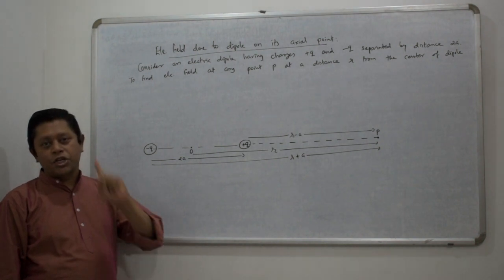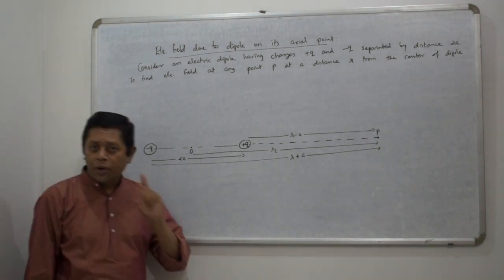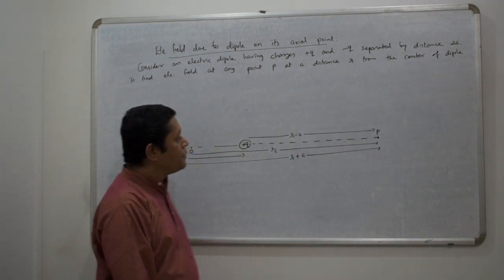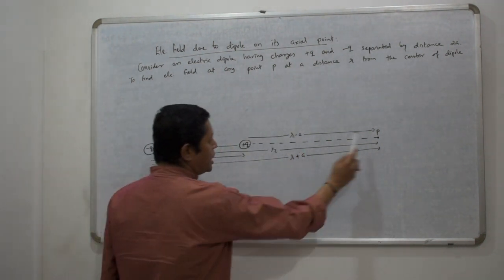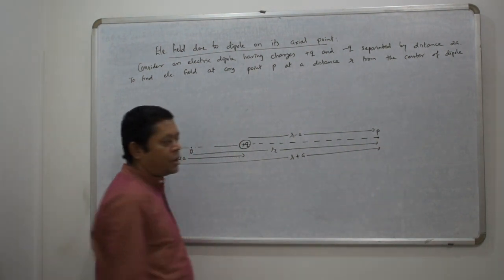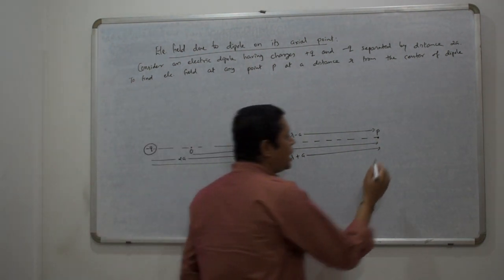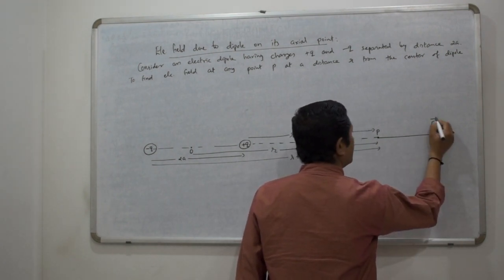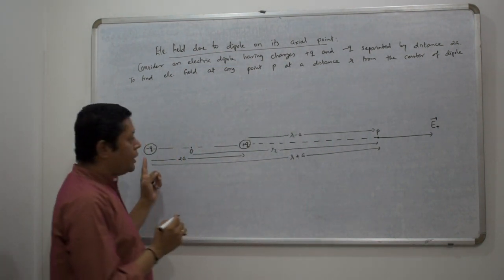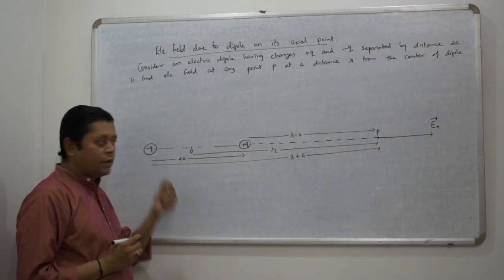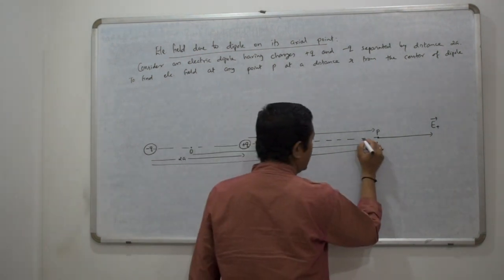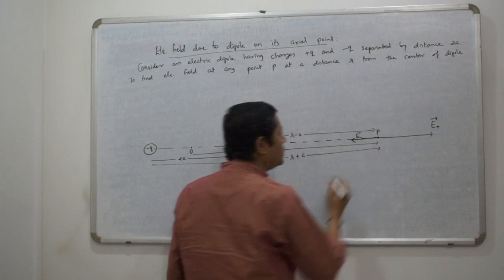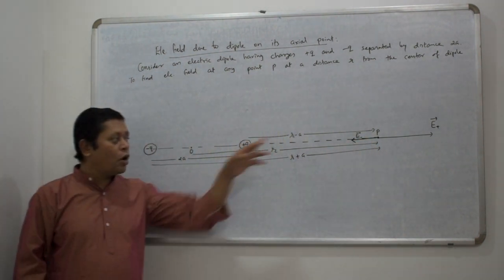Another thing is the direction of the electric field. You know that due to a positive charge, the electric field is radially outward, and due to a negative charge, it is radially inward. So due to the positive charge, at this point, the direction of the electric field is radially outward. For the negative charge, field lines are radially inward, so due to this negative charge at point P, the direction of the electric field will be along this direction. So both directions are opposite.